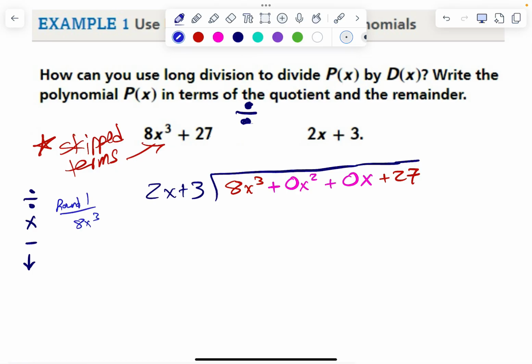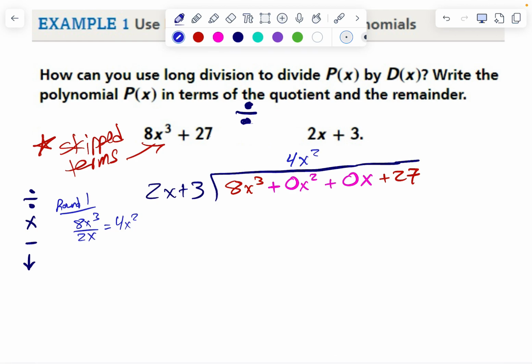Is 8x cubed divided by 2x. So just divide the numbers and the letters separately. So 8 divided by 2 is 4. X cubed divided by x is x squared. Okay, that goes up here above the x squared, since it's an x squared term.